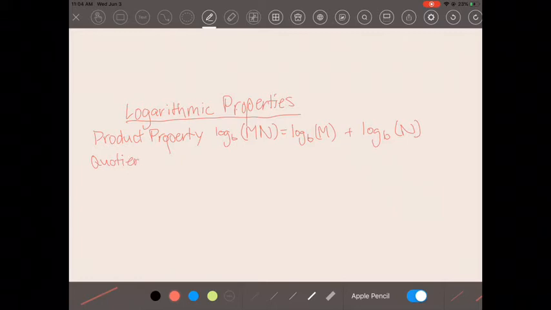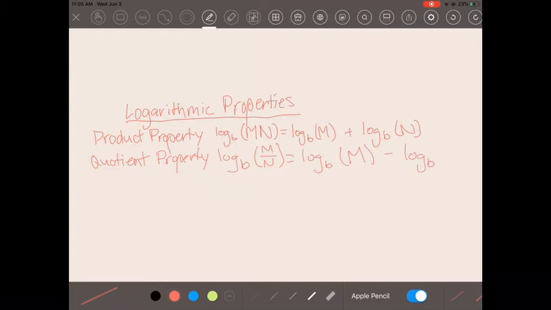The next property is the quotient property. This property says that the log of a quotient is the difference of the logs of the dividend and the divisor. This property provides a quick shortcut when dealing with any logarithms that include dividing or subtracting. Right here, we can see the logarithm with the quotient m over n being broken up into log base b of m minus log base b of n.